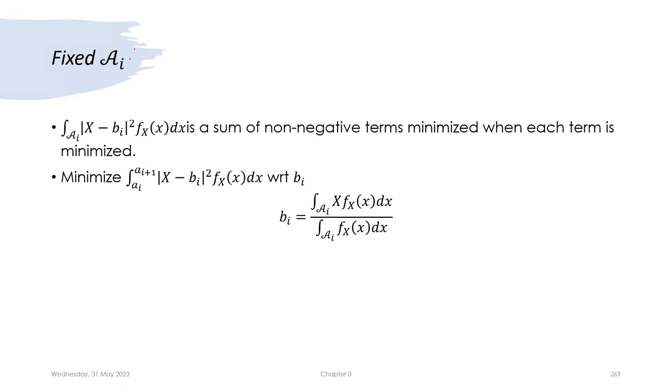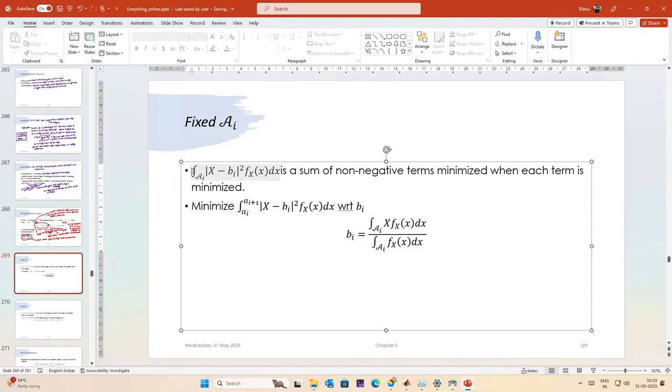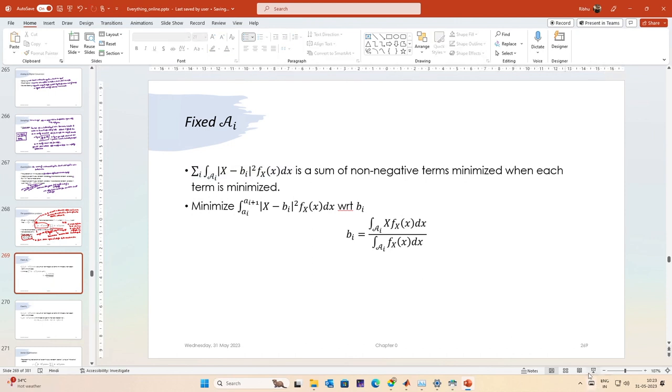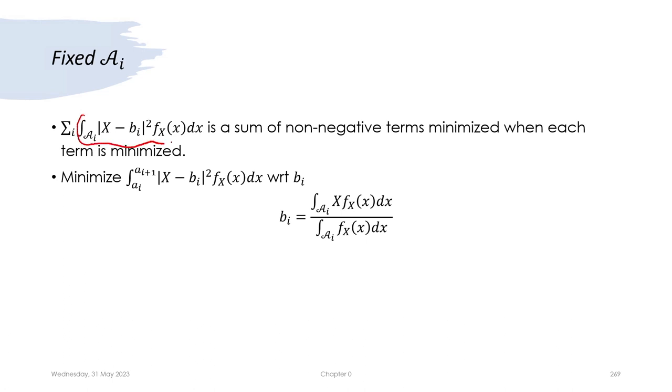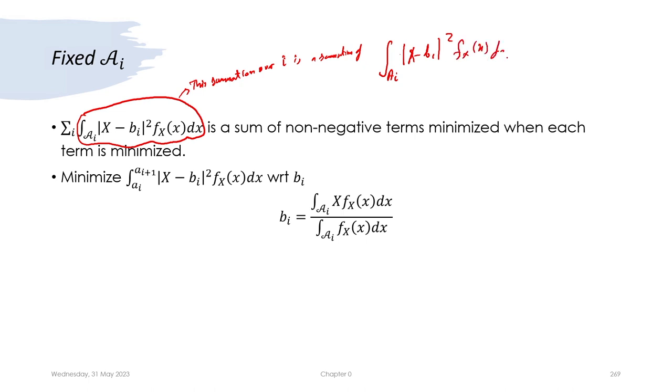So now, for fixed decision regions, let me add, so this is a sum of these terms. This is a summation over i of the integral over A_i of (x minus b_i) squared f_X(x) dx. So this integral is non-negative, and this is a sum of non-negative terms, and a sum of non-negative terms is minimized when each of those terms is minimized.